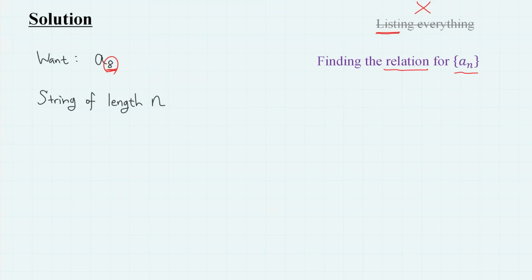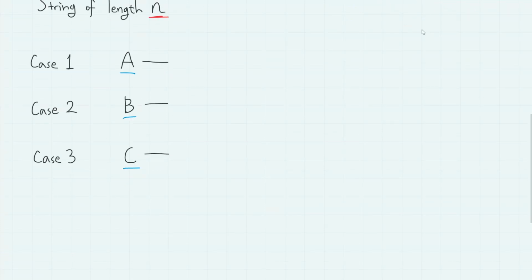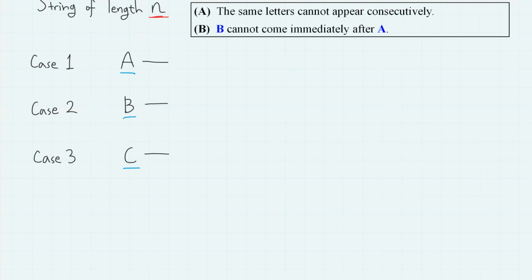So let us consider the string of length n, where n is sufficiently large. We can divide into three cases where the string starts with A, B, and C respectively. Let's call these cases 1, 2, and 3. Now it's time to think about the second letters in these strings. And this is where we have to consider these rules.